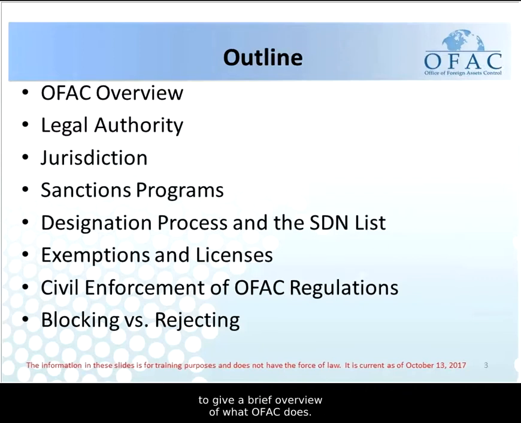So as I said, we're going to give a brief overview of what OFAC does. We're going to talk, just briefly, about where the authority comes from for what we do. I'm going to talk about jurisdiction, that is to say, who is covered by our sanctions rules. I'm going to talk about the nature of sanctions programs, and about designations and the specially designated nationals list. We're going to talk about exemptions and licenses, basically in practical terms about how the regulations work, and about enforcement and touch on blocking and rejecting of transactions.